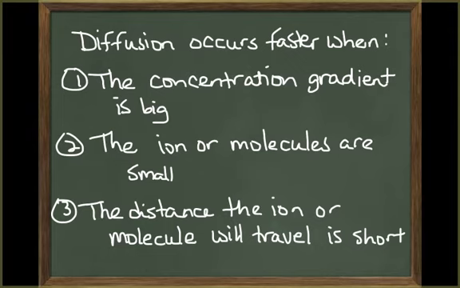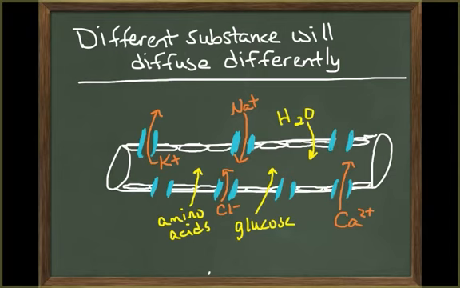Diffusion occurs most rapidly when the concentration gradient is large. It also occurs most rapidly when the ions or molecules are small or when the distance for them to travel is short. Different substances diffuse across capillary walls by different routes. Water, ions, and small molecules such as glucose and amino acids can usually enter or leave the bloodstream by diffusing between the endothelial cells of the capillaries, or they can diffuse through the pores of the fenestrated capillaries.